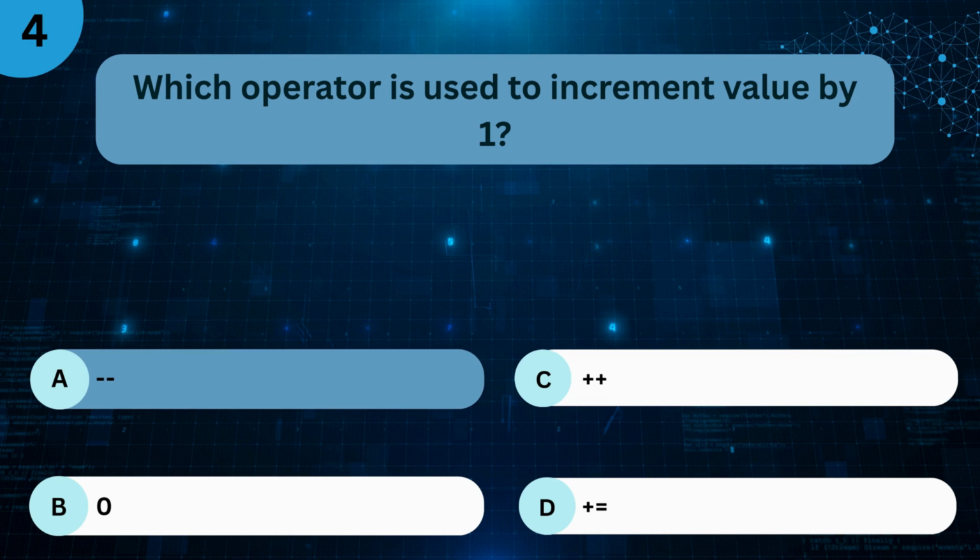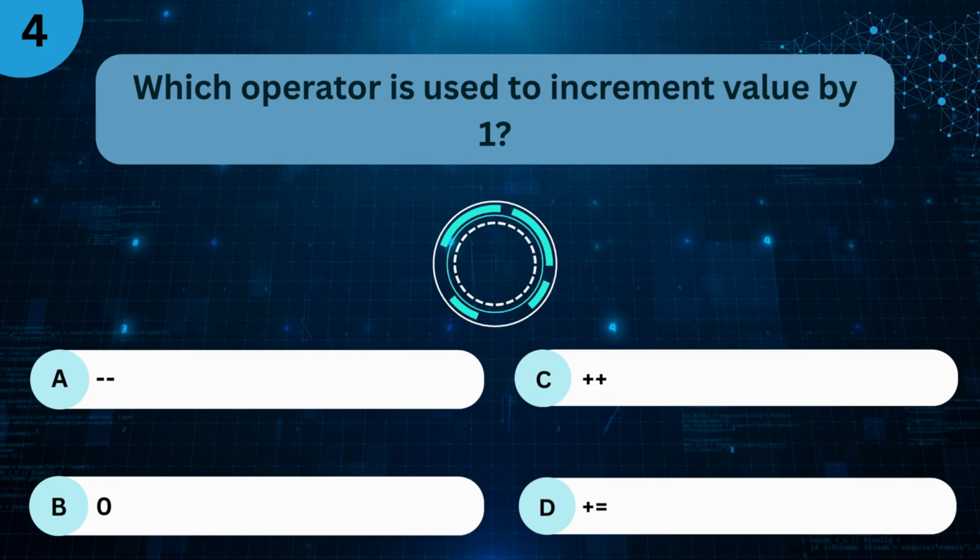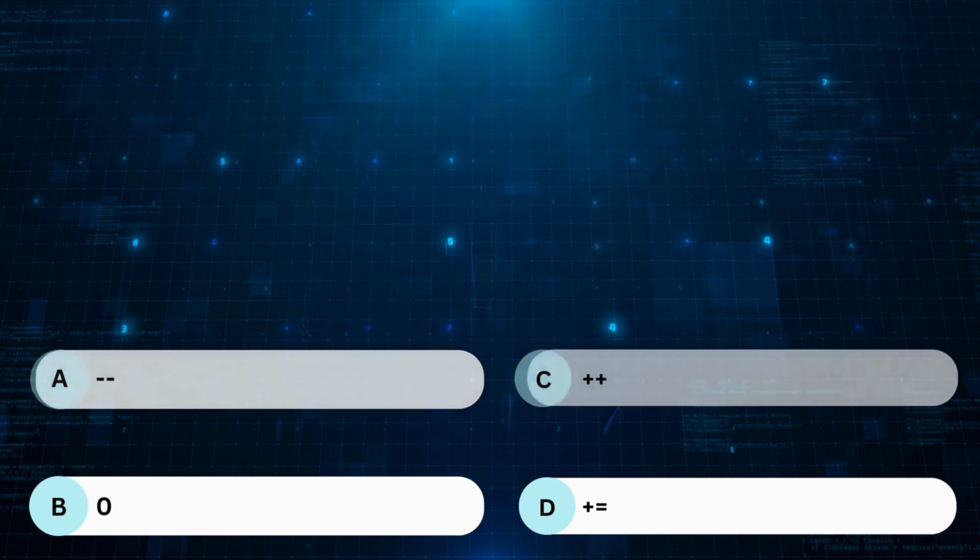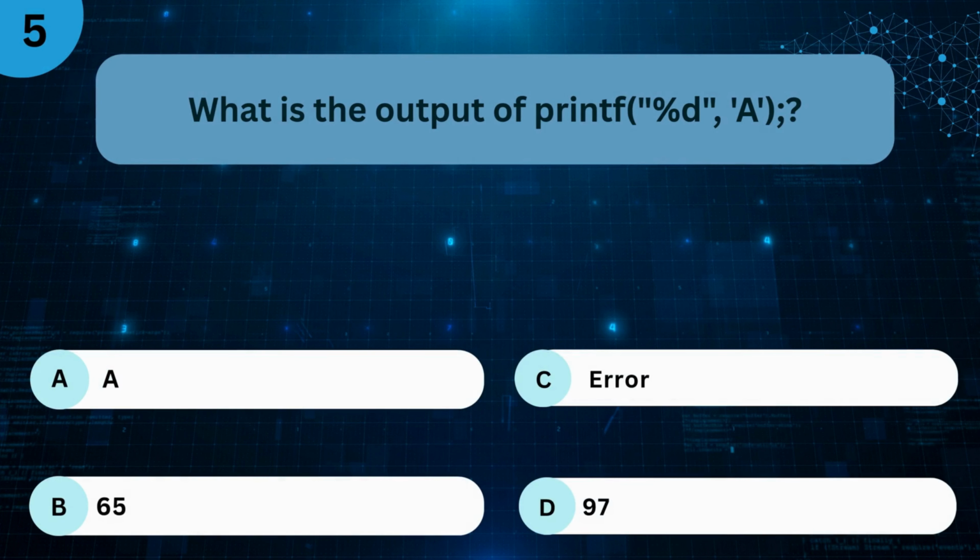A. Minus minus. B. 0. C. Plus plus. D. Plus equal. The right answer is C. Plus plus. What is the output of printf?